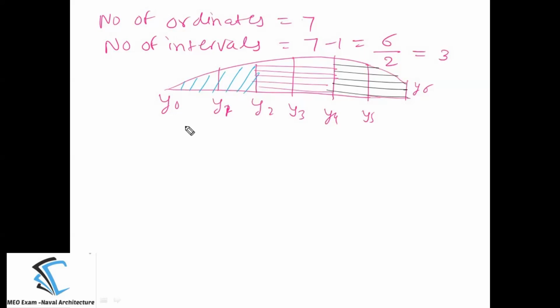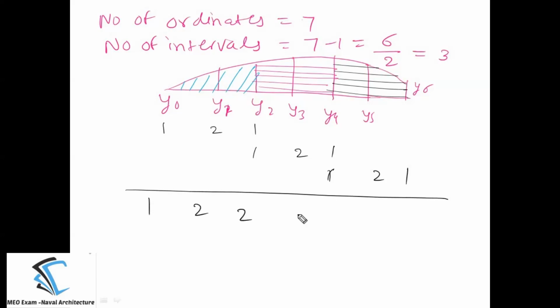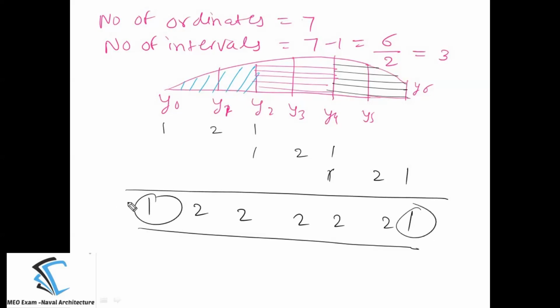If you want to write the multipliers, you can write like this. Below each ordinate, I am writing the trapezoidal multipliers 1, 2, 1. y2 is common between area 1 and area 2, so we have to combine their multipliers also, 1, 2, 1. Now y4 is common between A2 and A3, so their multipliers also you have to combine, 1, 2, 1. So the final multipliers will be 1, 2, 2, 2, 2, 2, 1. Keep in mind: starting with a 1, ending with a 1.